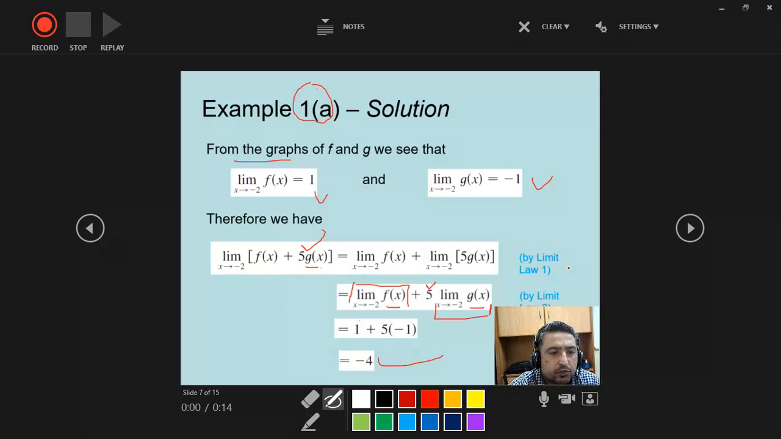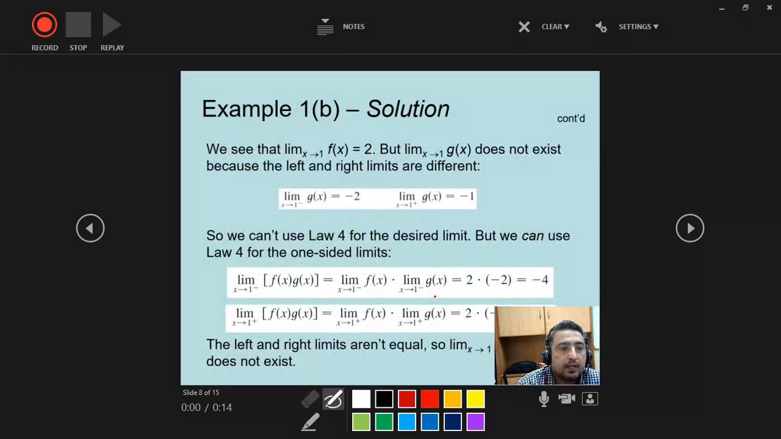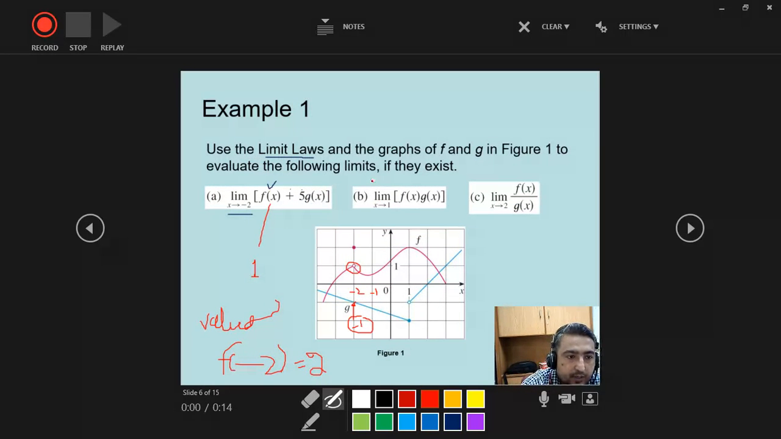Precisely, we have used the limit law of addition here and the limit law of scalar multiplication here, because we have taken 5 out of the limit. We know from the laws that 5 can be taken out, so it's very simple. So, part B: this example is the product of f of x and g of x when x approaches 1.